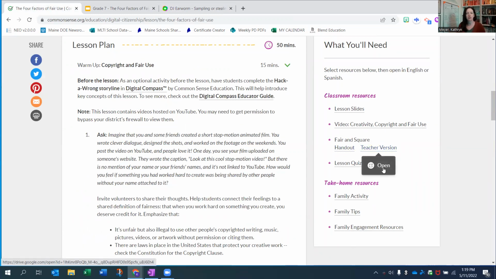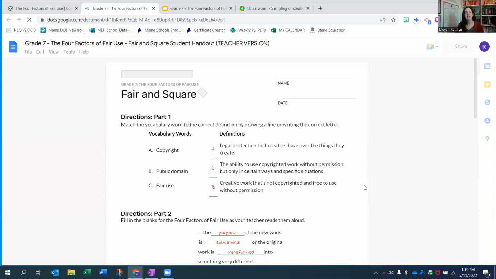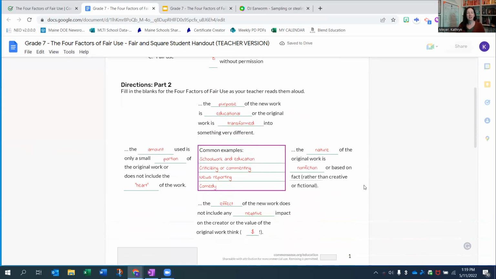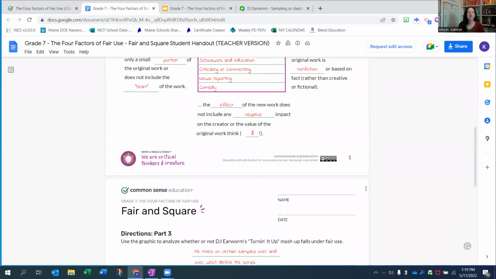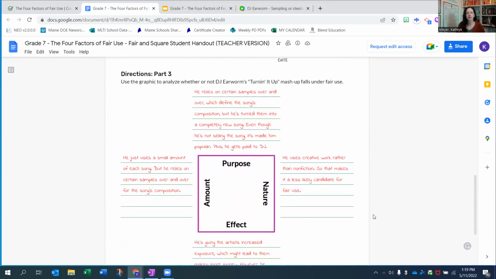I'm just going to open the teacher version so that you can see that the answers are there to help guide you. Again, as Jonathan explained in his video, this isn't always super clear-cut. So it's nice to have some guidance in terms of where student discussions might go. But again, there's not necessarily a hard and fast right answer.